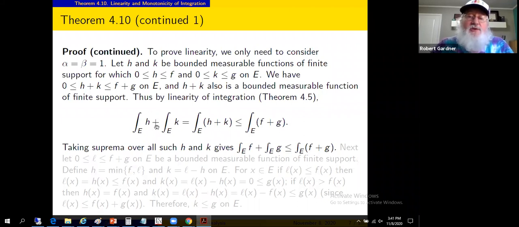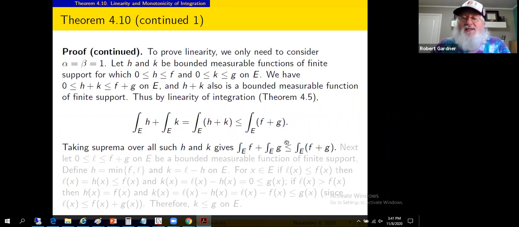These change as you change the h's and k's, and when you take sups, they produce by definition these two integrals. So we get the integral over E of f plus the integral over E of g is less than or equal to the integral of f plus g. There's half your linearity.